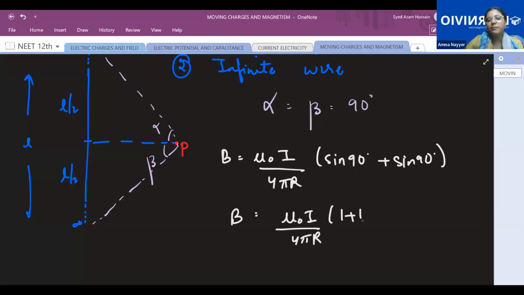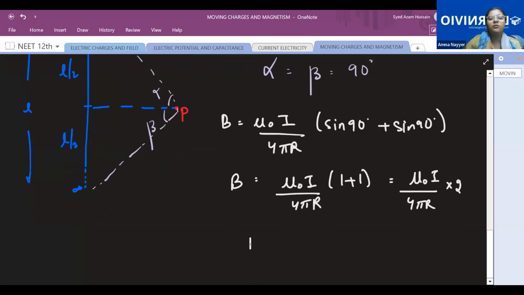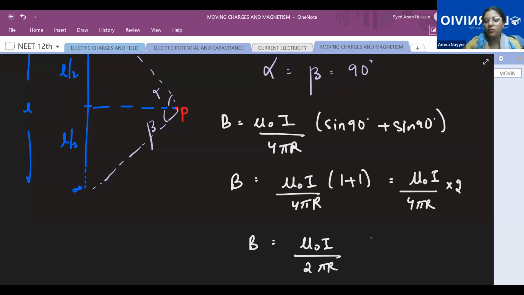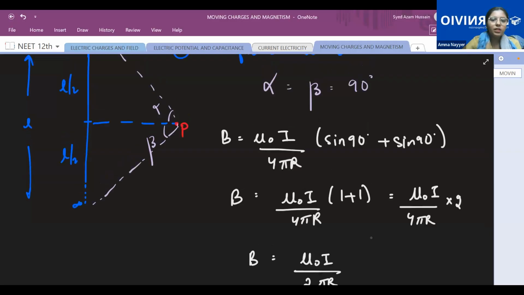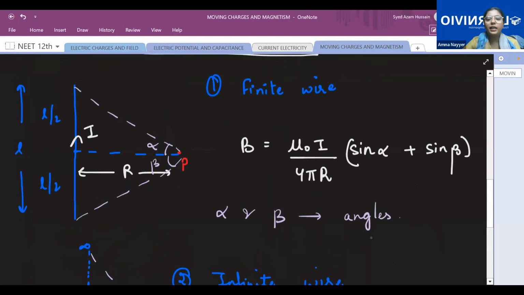So see, this is B is equal to mu naught I by 4 pi r. This becomes 1 plus 1, that is mu naught I by 4 pi r into 2. That's why we have the formula of magnetic field as B is equal to mu naught I by 2 pi r for an infinitely long wire.